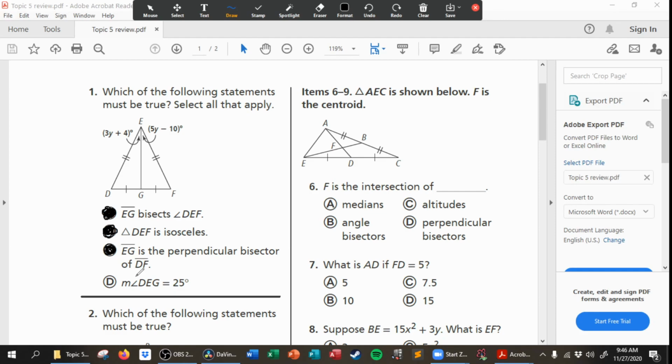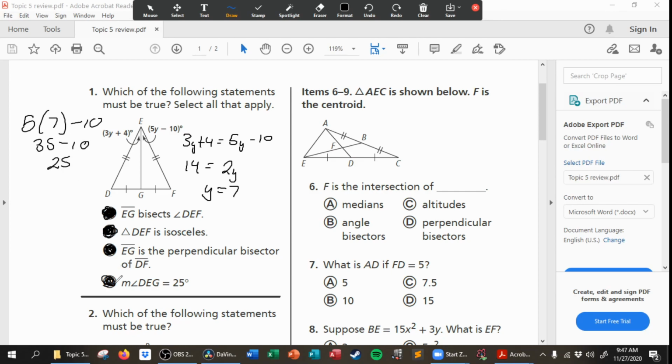so we are good there. And then to test this, if we know that this side is 3y plus 4 for this angle, and this angle is 5y minus 10, and we've already said that it does bisect angle DEF, we would just say 3y plus 4 is equal to 5y minus 10. To keep everything positive for my y values, I'm going to go ahead and subtract 3y from both sides, add 10 to both sides. That's going to give me 14 is equal to 2y, and y is equal to 7. And then I can just plug it into either one of these. I'm just going to go ahead and do 5y times 7 minus 10. That's going to give me 35 minus 10.